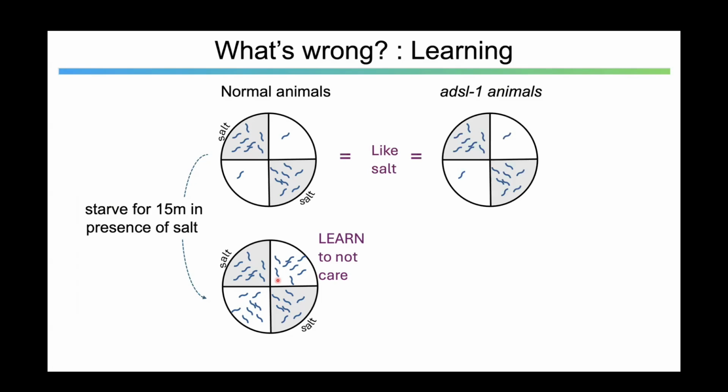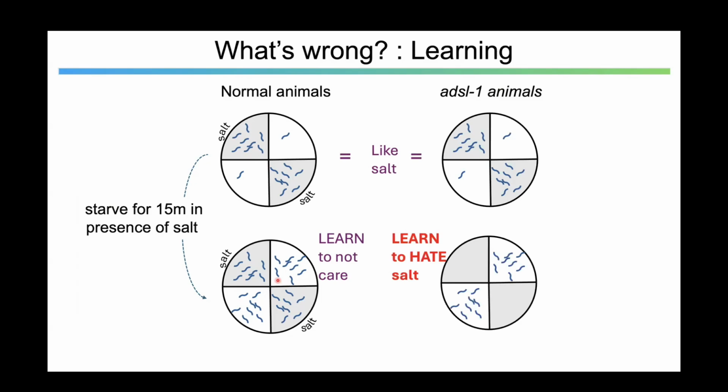ADSL animals are perfectly capable of sensing salt and responding to it. They act just like normal animals when you do this assay at first, but after we starve them for 15 minutes in the presence of salt, their behavior is different than normal animals. They actually actively avoid the salt. So they learn to hate the salt, essentially. And so this response is not a lack of learning. They change their behavior in response to stimuli. So they can learn, but they definitely learn differently.